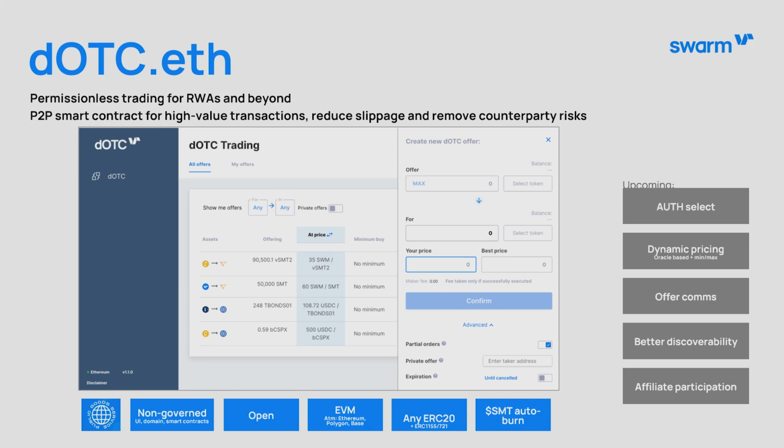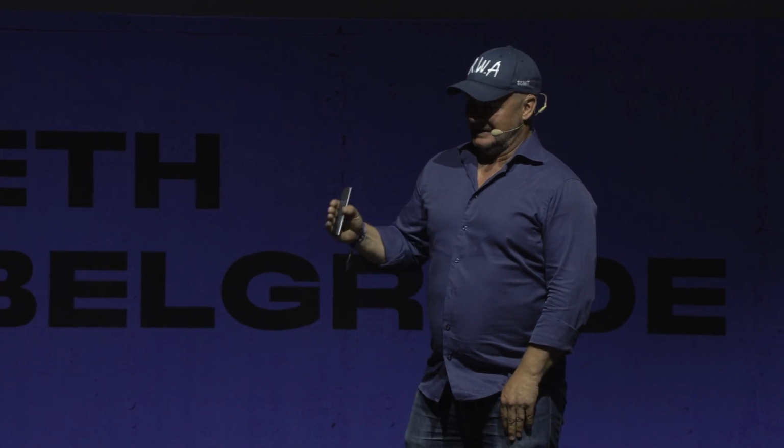As mentioned, it's EVM-based. What happens is I put in an offer for whatever asset I want to offer up, or I put up a buy order. I'm offering $500,000 USDC for X number of tokens. And then I'm waiting to see if somebody else wants to take the other side of the order.